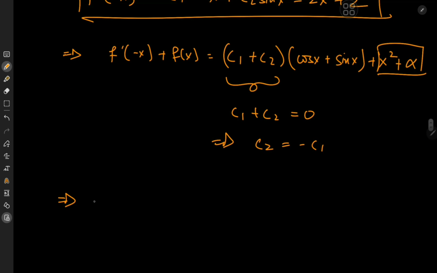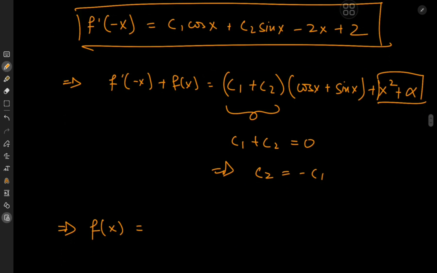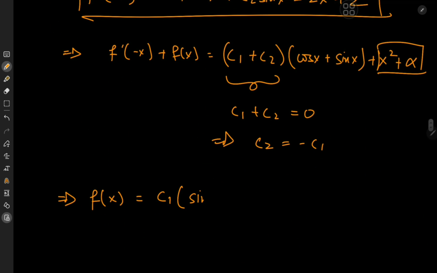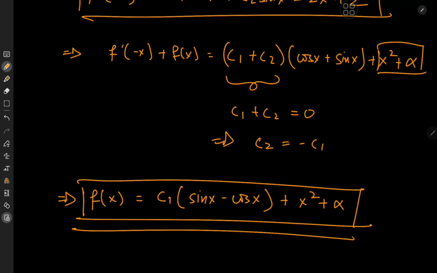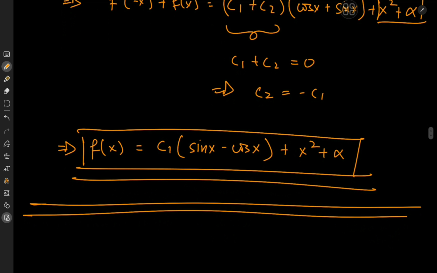So that means we can finally conclude that the function f of x satisfying our functional differential equation is in fact, what exactly? So in place of c2, I got -c1, right? And there's a cosine x over there. All right, we have c1 times sine x minus cosine x plus x squared plus alpha. That is the function that satisfies our differential equation. And it kind of makes sense that we should have a mix of trig and polynomial functions because, well, the weird structure of the equation we started with.